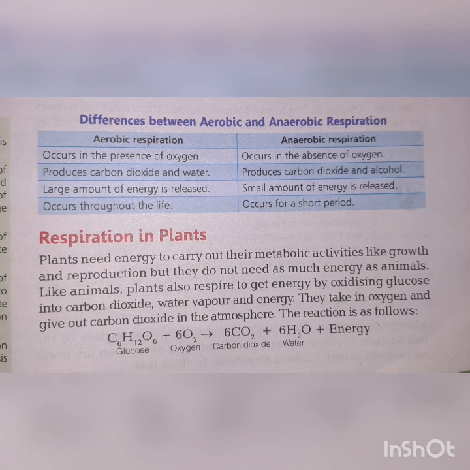Like animals, plants respire to get energy by oxidizing glucose into carbon dioxide, water vapor and energy. So this process in animals and plants is the same. I hope you have understood the process of respiration in plants and also the differences between aerobic and anaerobic respiration.